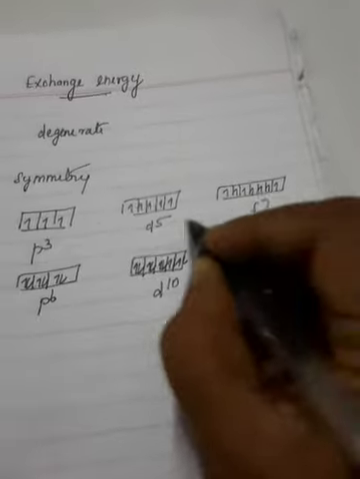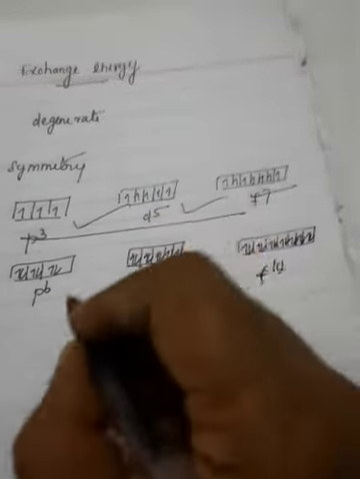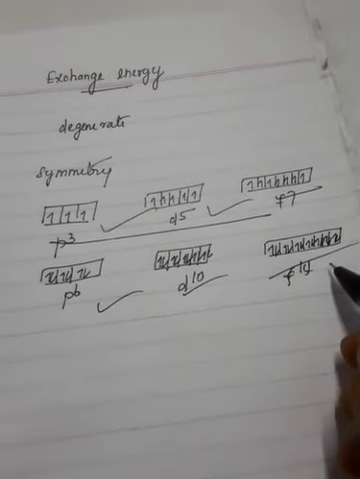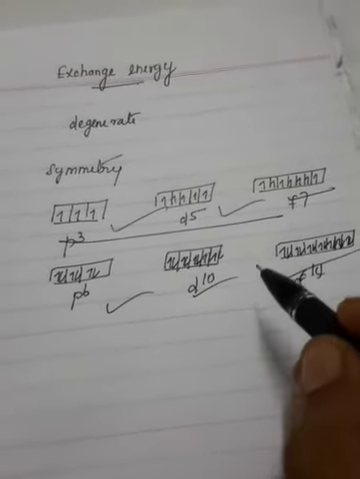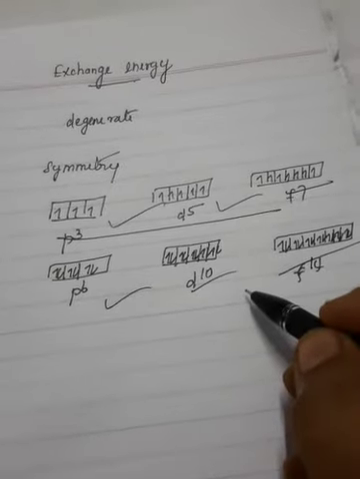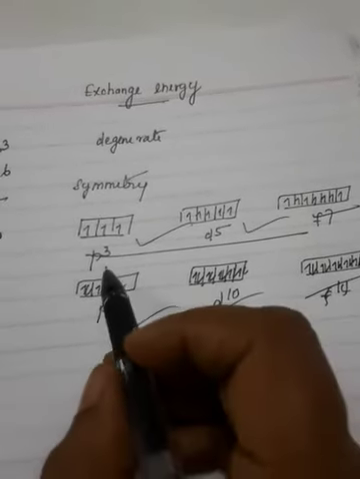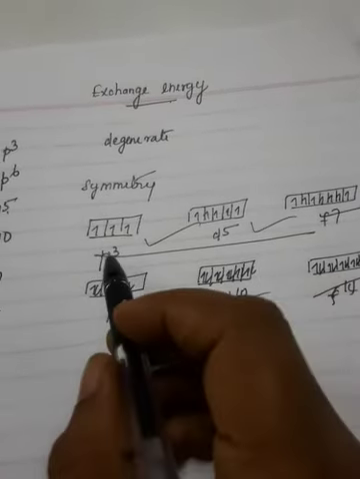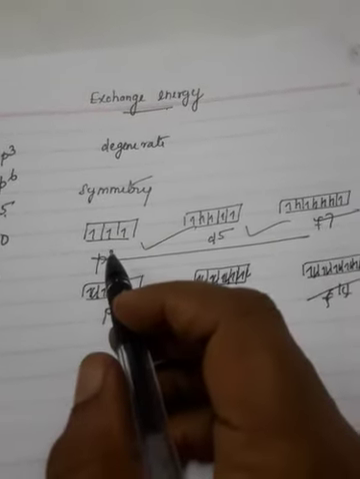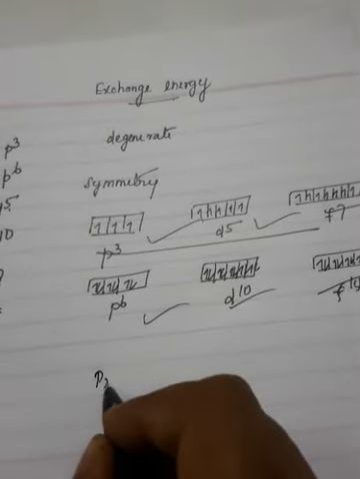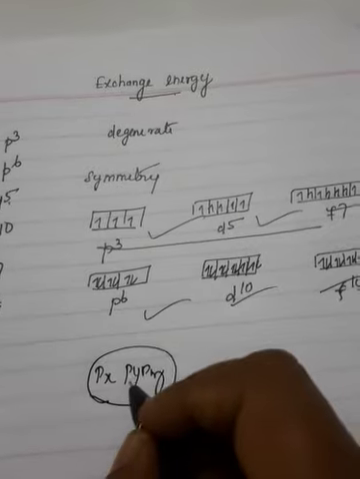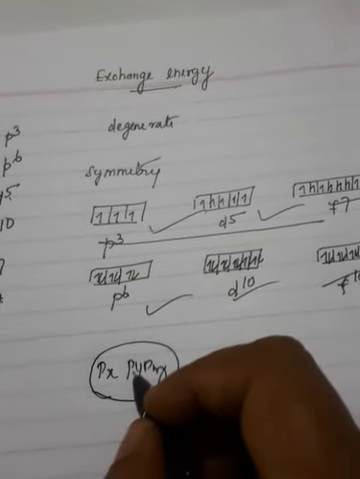These are all half-filled orbitals. These are all fully filled orbitals. They have symmetrical distribution of electrons and they are more stable than the unsymmetrical configurations. Example, the p orbitals, called degenerate orbitals, that is px, py, pz, all having equal energy but their orientation in space is different.